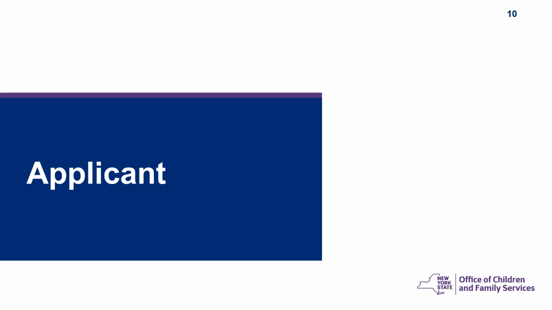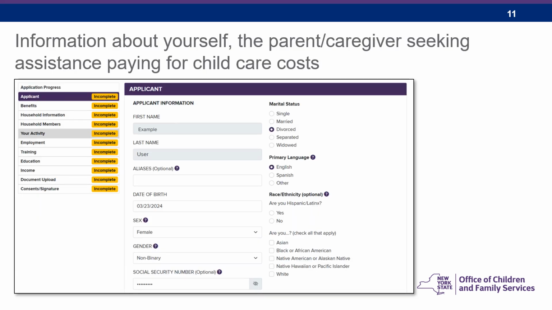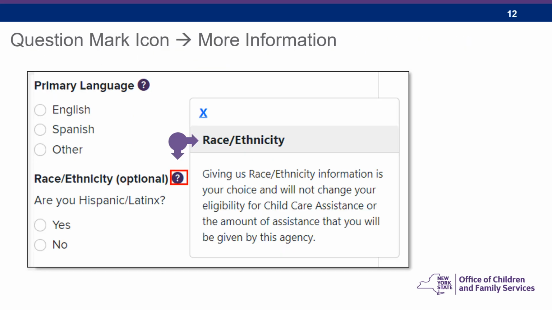Applicant. This section requires you to fill in information about yourself, the parent/caretaker seeking assistance paying for child care costs. These are basic demographic questions such as name, date of birth, marital status, and primary language. If you have questions about what a section is asking for, click the question mark icon for more information. For instance, the question mark icon for race and ethnicity assures applicants that their response will not impact their eligibility.